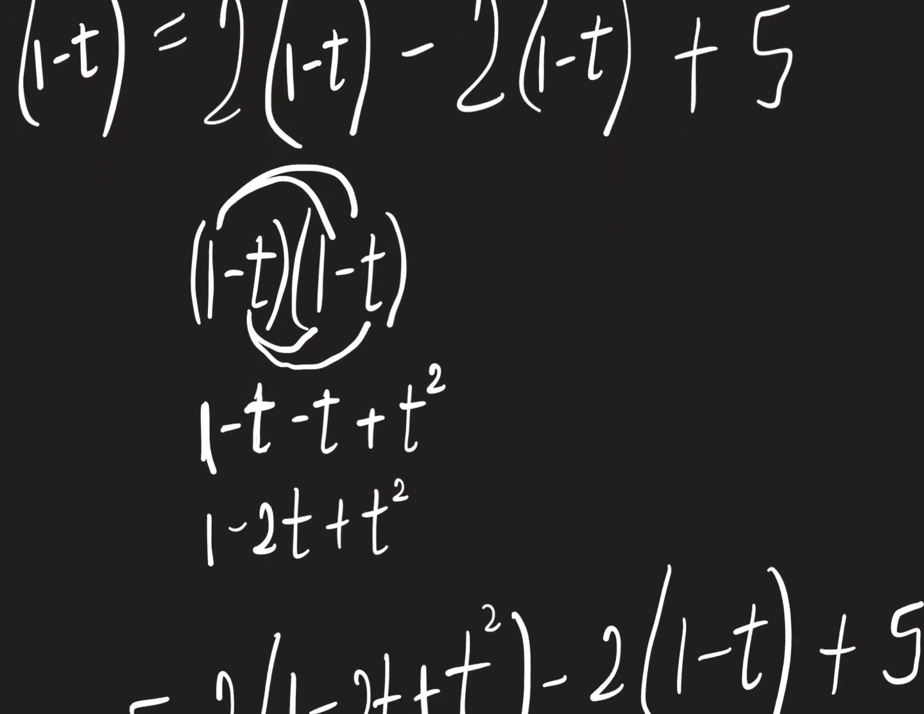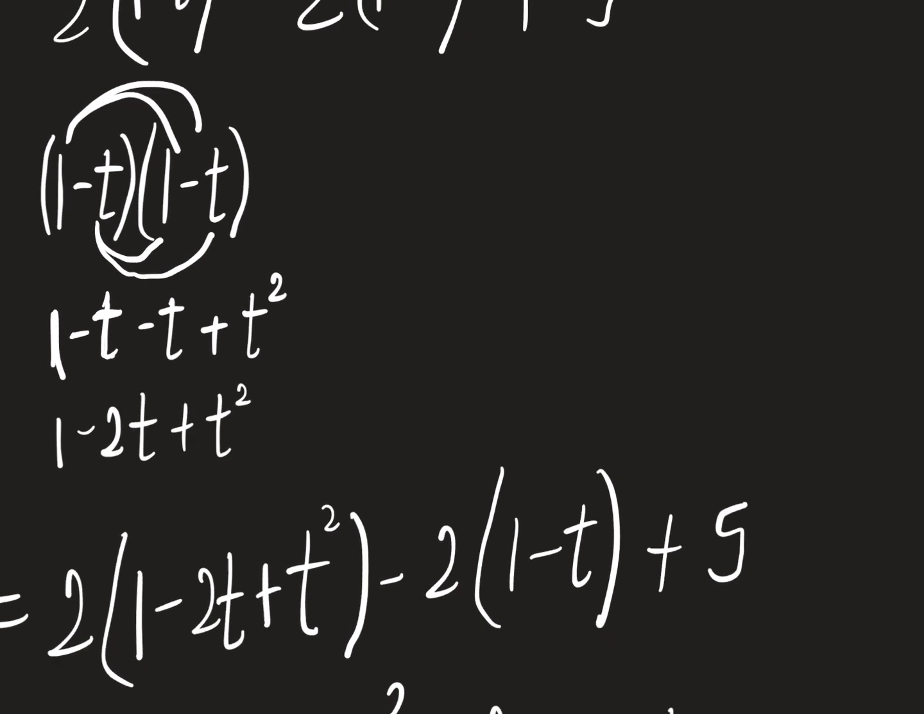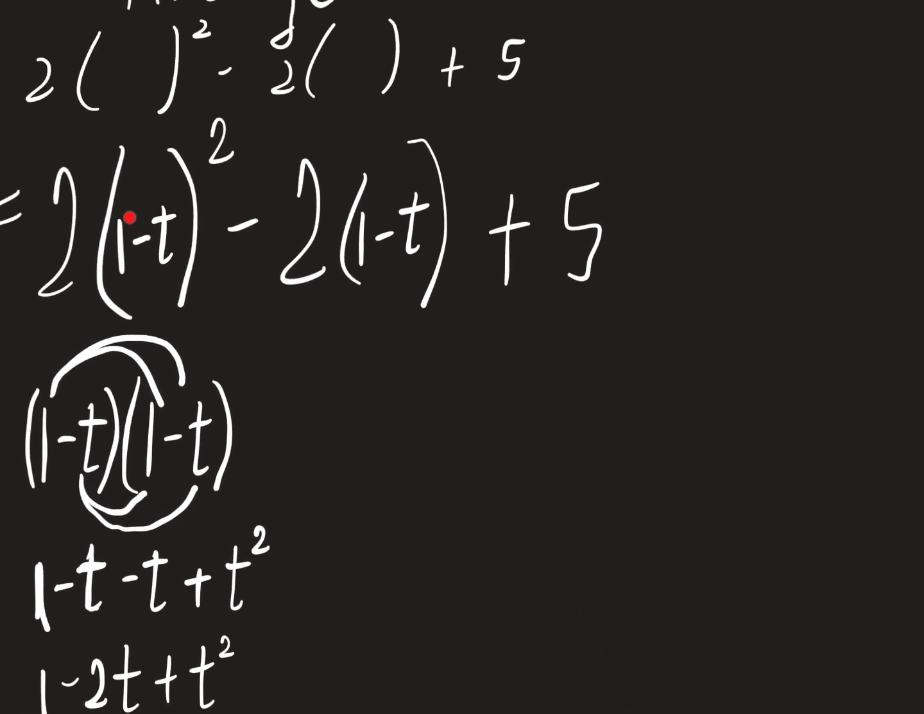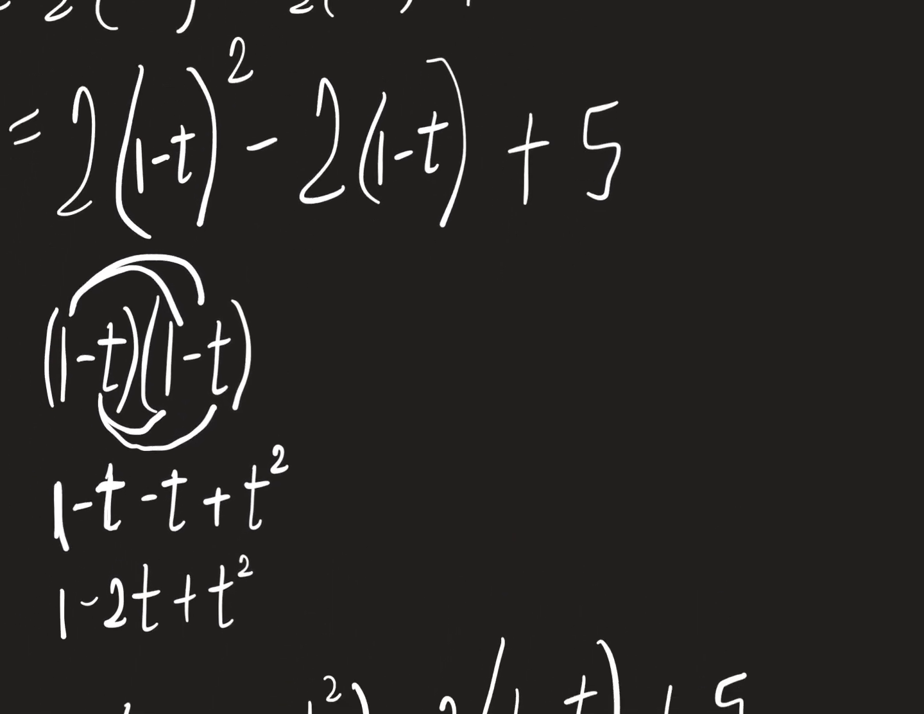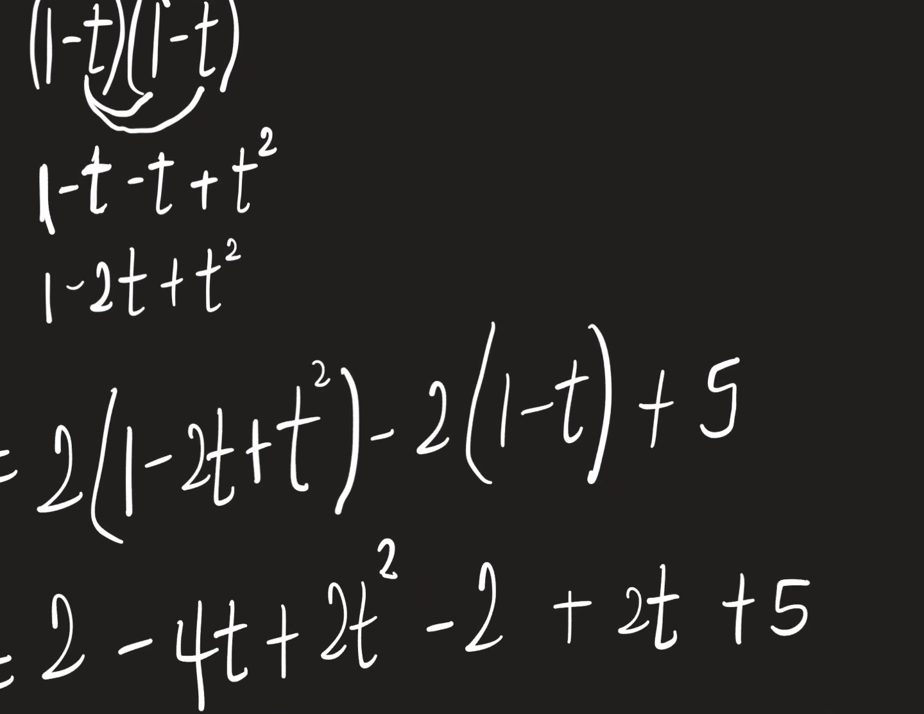Well, now that we know that, let's replace what was earlier 1 minus t squared with the 1 minus 2t plus t squared. So now we have the 2 out front that we will distribute, and then the negative 2 we can now distribute to the 1 and the negative t. And of course, we've got the 5 on the end.